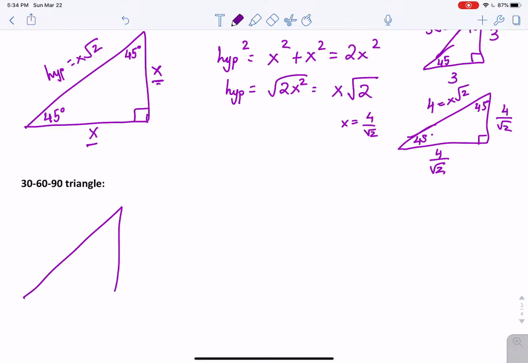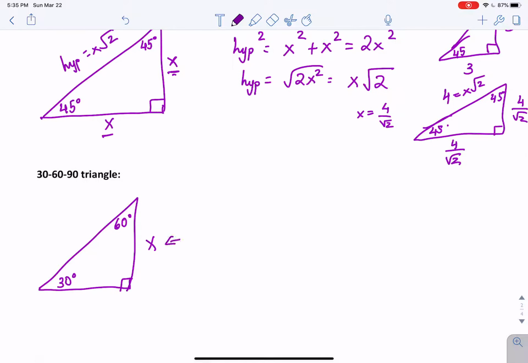The 30, 60, 90 triangle, I'm going to give you the pattern, but this one I want you to think about yourself on why this pattern works. But 30, 60, 90 triangle means you have a right triangle with a 30-degree angle in it and a 60-degree angle in it. We're going to call the side opposite the 30 degrees x. That's the smallest side because it's opposite the smallest angle. The hypotenuse is opposite the biggest angle in a right triangle. That's why it's always the biggest side, because the 90-degree angle has to be the biggest angle in a right triangle. So the smallest side, that's going to be x, opposite the 30 degrees.